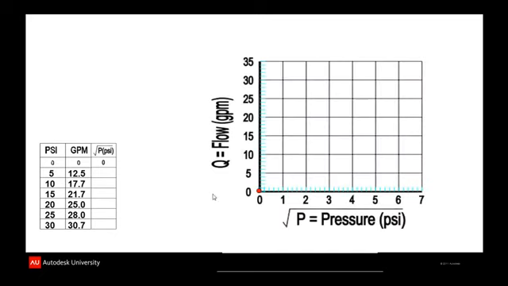And so we could start a piece of graph paper that started at 0, 0, and we're recording now on the vertical axis the flow, and on the horizontal axis the square root of the pressure. So I started to say the square root of 5 is 2.2. We could graph 12.5 GPM at 2.2, the square root of the pressure, and then we could take the square root of 10, that's 3.2, and graph that against 17.7 for the flow. 3.9 is the square root of 15 with 21.7. 4.5 is the square root of 20. 5 is the square root of 25, and 5.5 is the square root of 30.